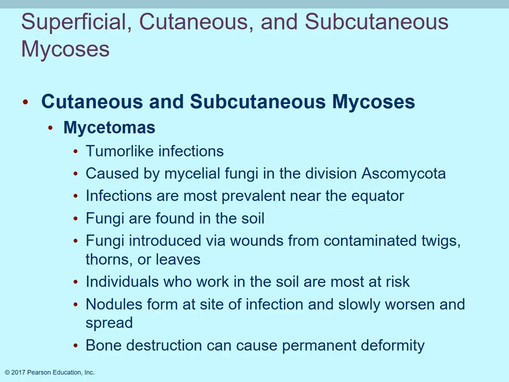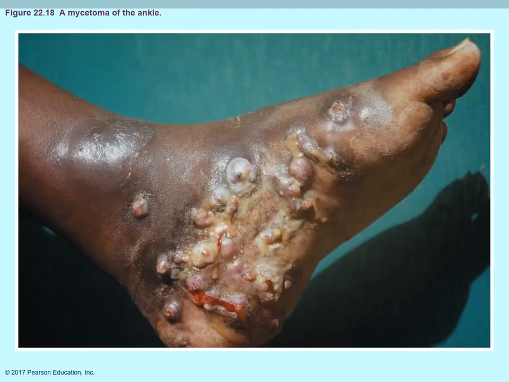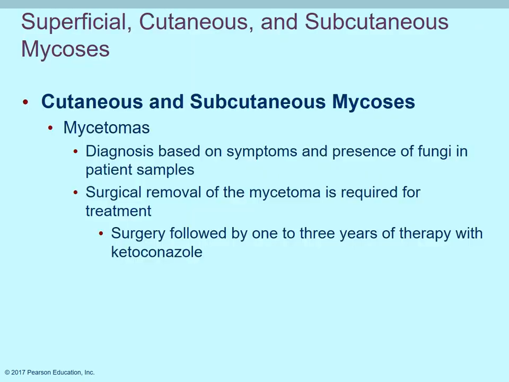There are mycotoxins. These will cause tumor-like infections. These fungi are also found in the soil. It can be introduced into the body by a wound, cut, etc. Once again, individuals who work with the soil are going to be most at risk because that's where the spores are. If left untreated, it can spread and cause destruction of the bone itself, such as seen here. So you're going to want to remove the lesion surgically and then start with antimicrobial administration.